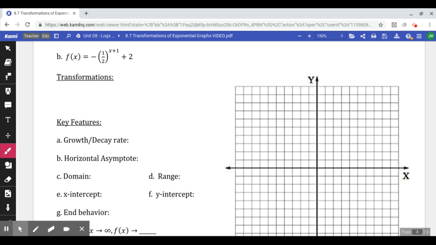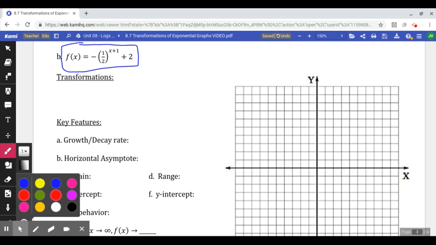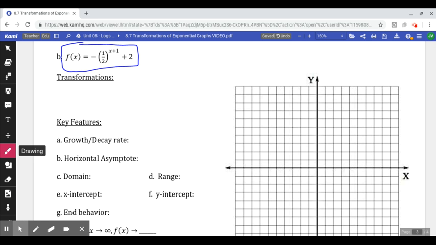In this example, we're going to be graphing f of x is equal to negative 1/2 to the x plus 1 power, then plus 2. So there's a few things going on with this particular equation, but to graph this efficiently, we're actually going to graph a parent function. And the parent function that we're going to graph is y is equal to 1/2 to the x power.